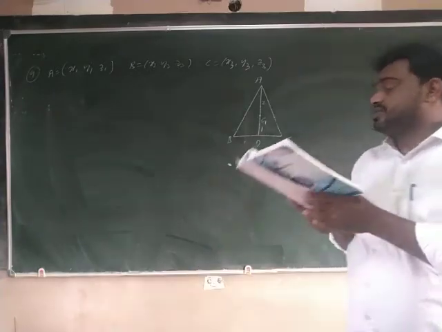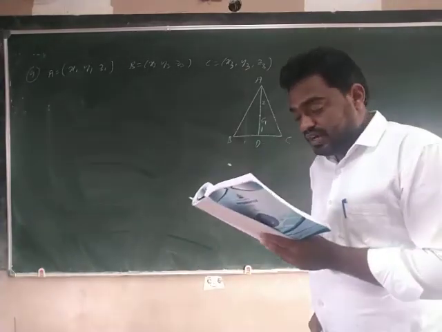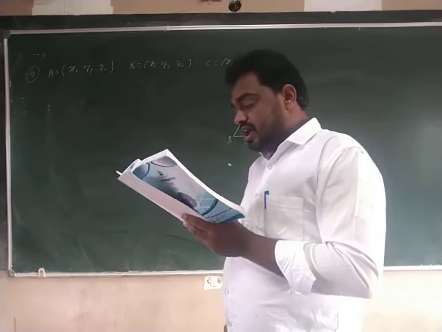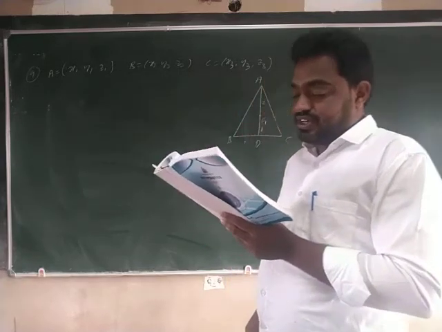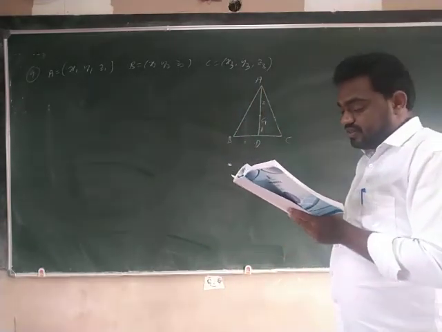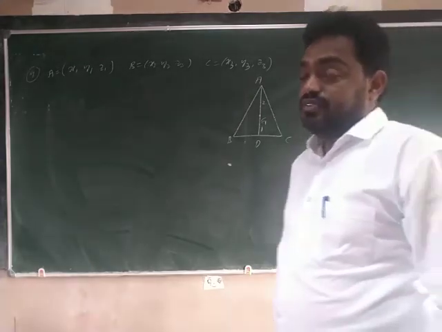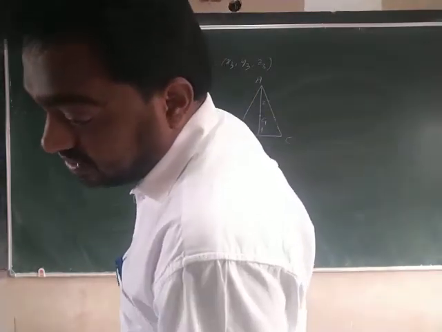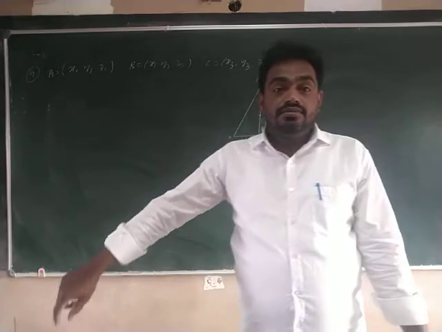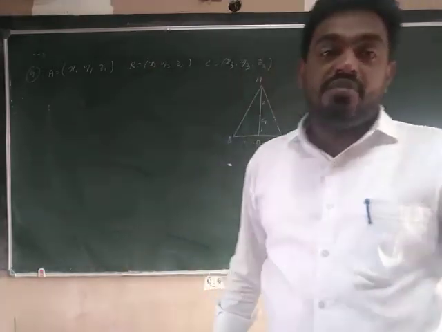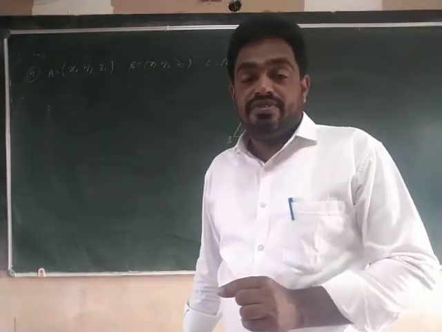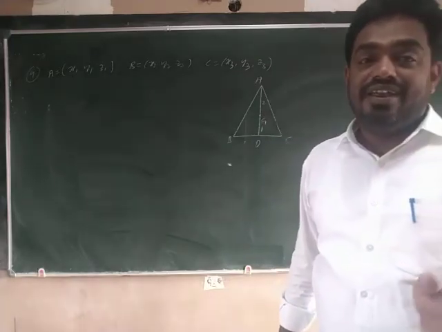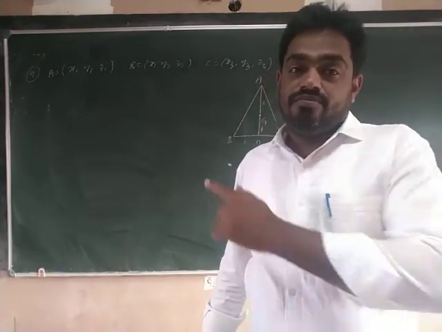Example number 9. Find the coordinates of the centroid of the triangle whose vertices are (x1, y1, z1), (x2, y2, z2), (x3, y3, z3). What are we finding? The centroid. What is the definition of the centroid? The concurrent point of the medians. The concurrency of the medians is called the centroid.